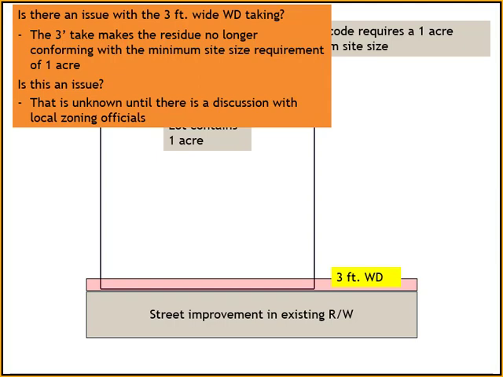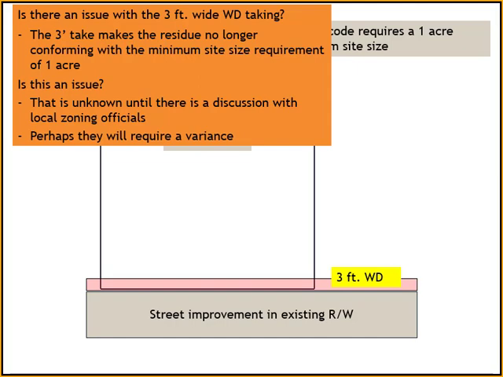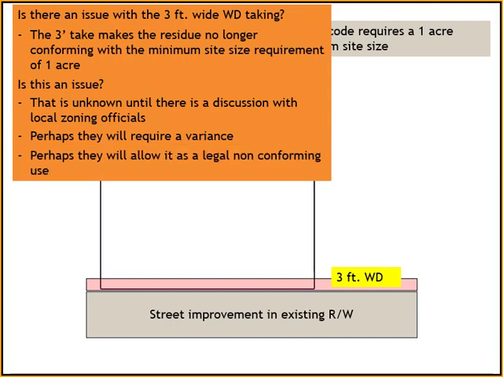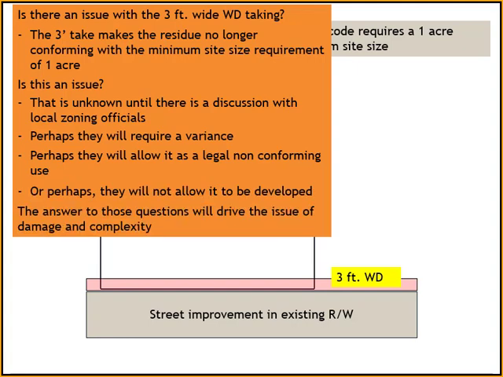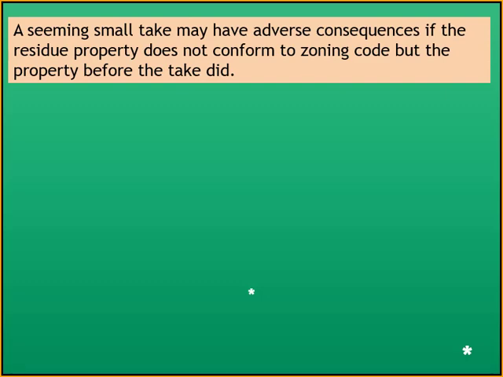Is this an issue? That is unknown until there is a discussion with local zoning officials. Perhaps they will require a variance. Perhaps they will allow it as a legal non-conforming use, or perhaps they will not allow it to be developed. The answers to those questions are going to drive the issue of damage and complexity. A seemingly small take may have adverse consequences if the residue property does not conform to the zoning code, but the property before the take did.